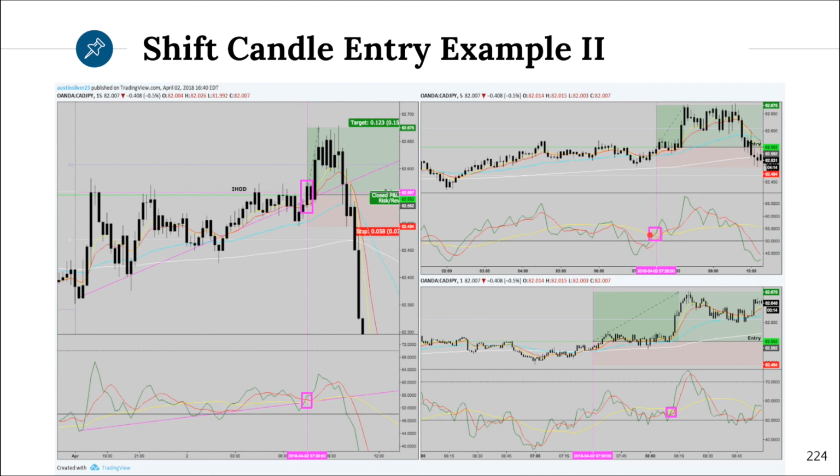When the RSI is coming through the liquid 50 in the proper zone and the other parameters are met, that's the S2. It has nothing to do with the candles. The candles just confirm it. So don't be fooled.